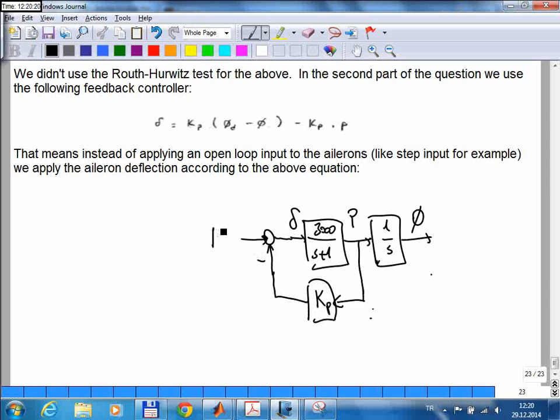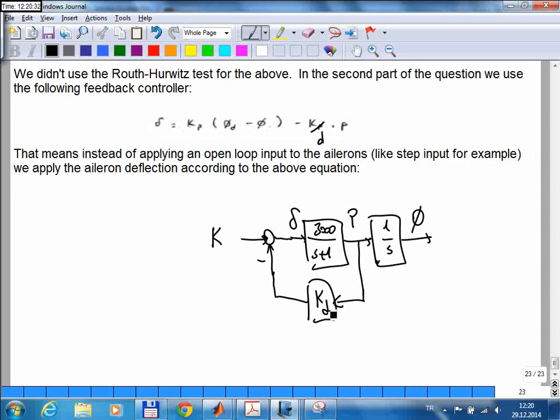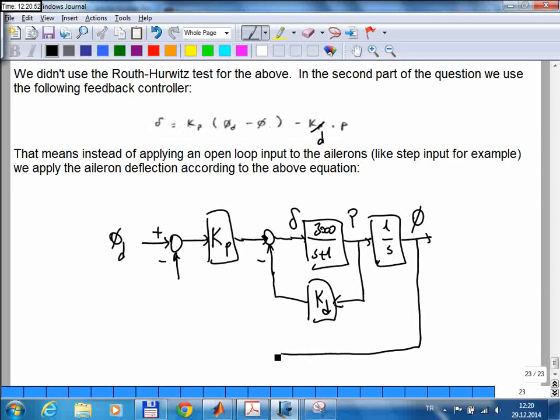So I have, these two can't both be Kp. So let me make this Kd. Otherwise it doesn't make sense to use the same number twice. So I make that Kd. So this is Kp. And the Kp multiplies this difference, phi d minus phi. So the phi desired is there. And I should subtract phi, but phi is the output of this second block.